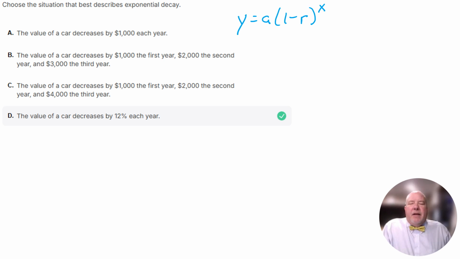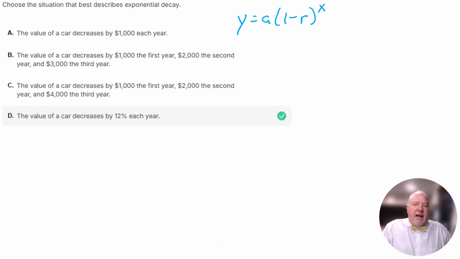And so when you have an exponential function, the change can be written as a percentage, which is the R here. And so if you look at the answer choices given, D says that it's decreasing by 12% each year. So I know the answer is D.